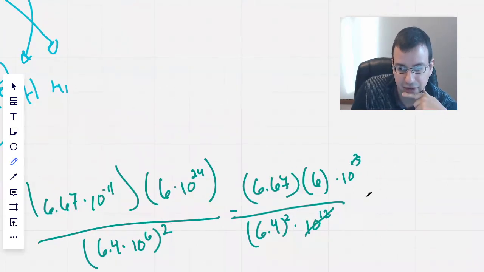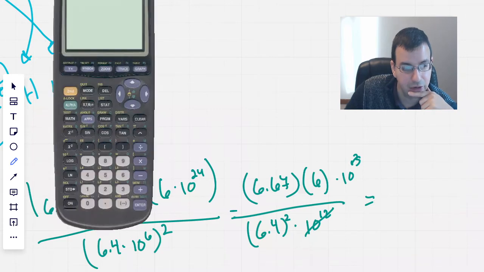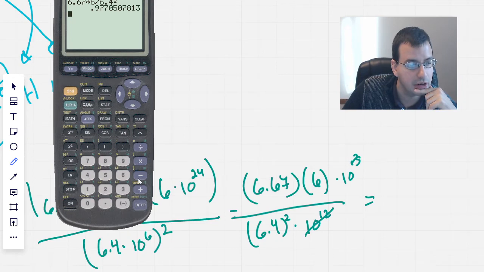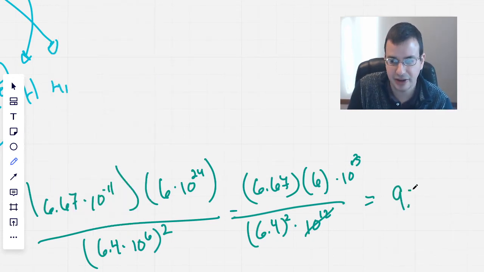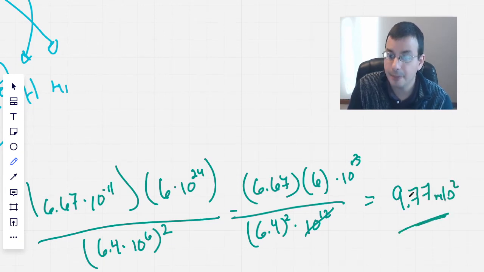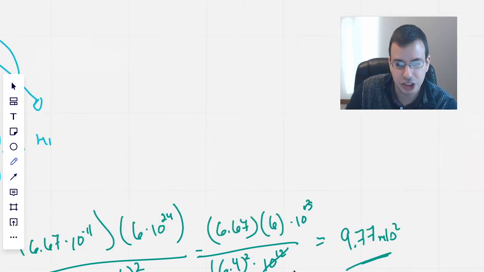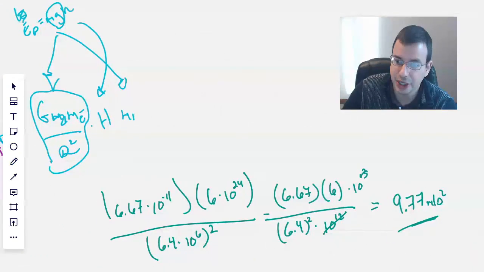And then we have, pull up the calculator, on clear, 6.67 times 6 divided by 6.4 squared, multiplied by 10, and we get about 9.77. If we use more accurate numbers, we'd get a more accurate result, but that says this is where the g, or gravity, is 9.8 meters per second squared. That's where this comes from.